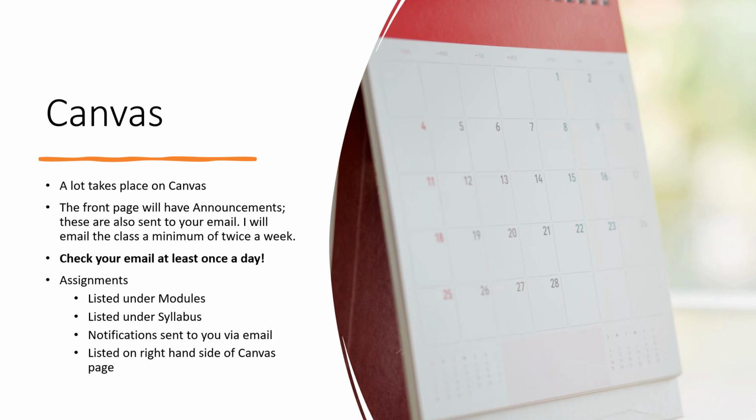So now your assignments, you can find them in all kinds of ways. First of all, through your modules. Your modules is your homepage. Under the syllabus link or on the tentative schedule, notifications sent to you via email, and also your assignments are listed on the right-hand side of Canvas. If you have a smartphone, I highly recommend putting in the app for Canvas. That's a really great way to stay on top of things.